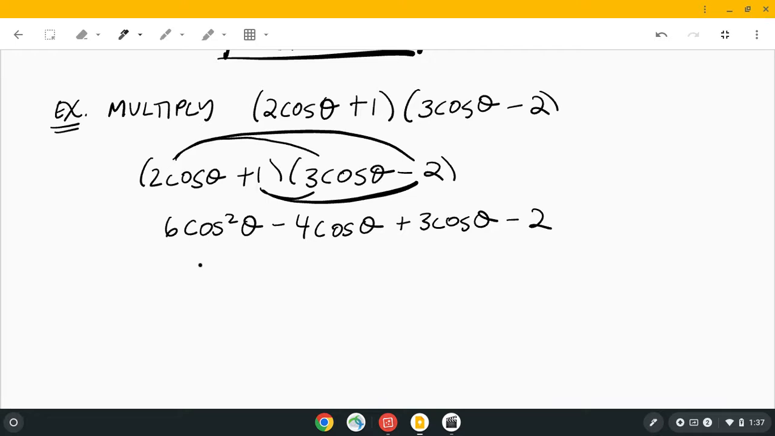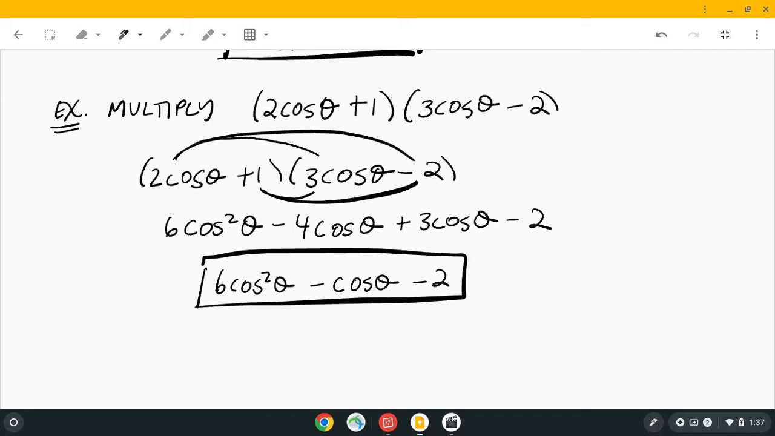Okay, so I'm going to bring this down, 6 cosine squared theta. And now combining these two like terms, negative 4 plus 3 is negative 1. So I get negative 1 cosine theta. I don't need to write a 1 there. It's understood. And then I'm going to go ahead and bring down this negative 2. And that would be my final answer.